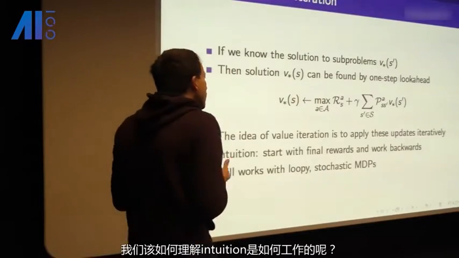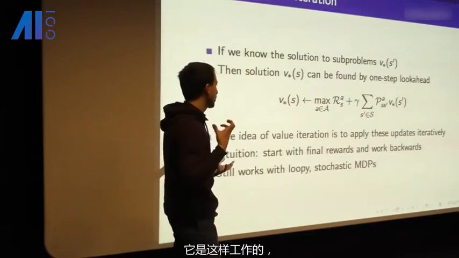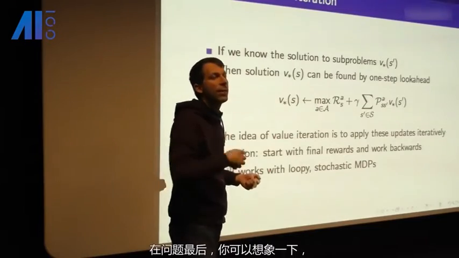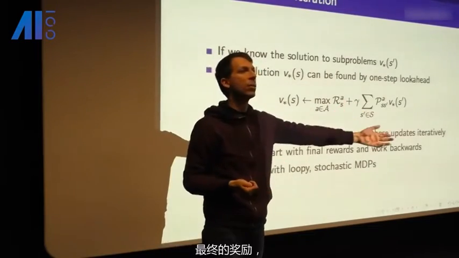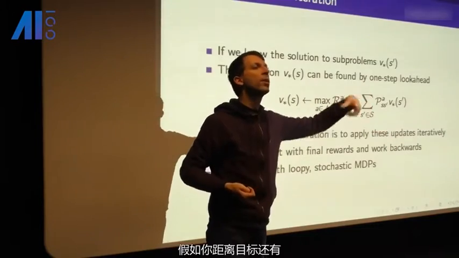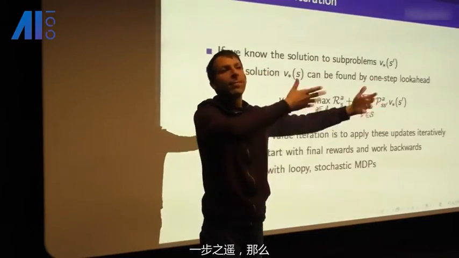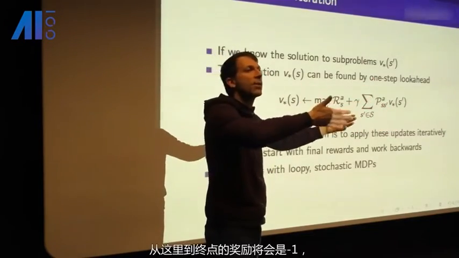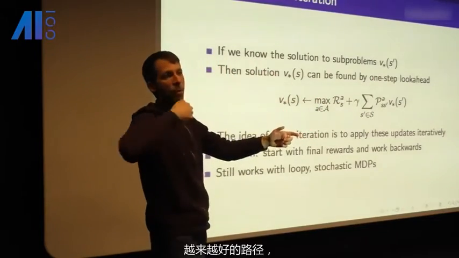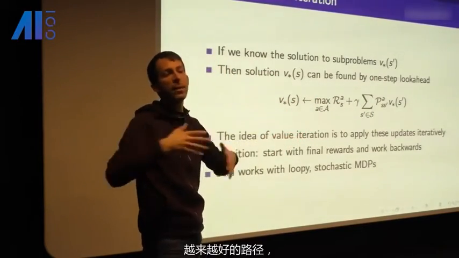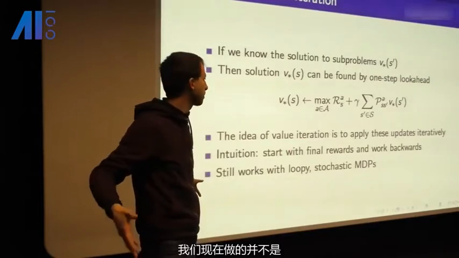So the intuition, I think, that helps understand how this works is that you start off at the end of your problem. Imagine that you start off at the end of your problem and someone tells you what the final reward is. Someone tells you, if you're one step away from the goal, then you're only going to get -1 for one step, for example. And then you work backwards, figuring out more and more of the optimal path until you figured out the optimal path all the way back.